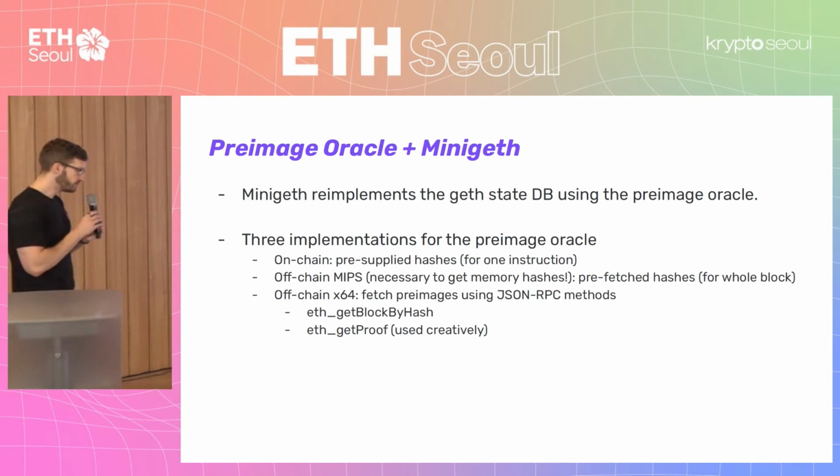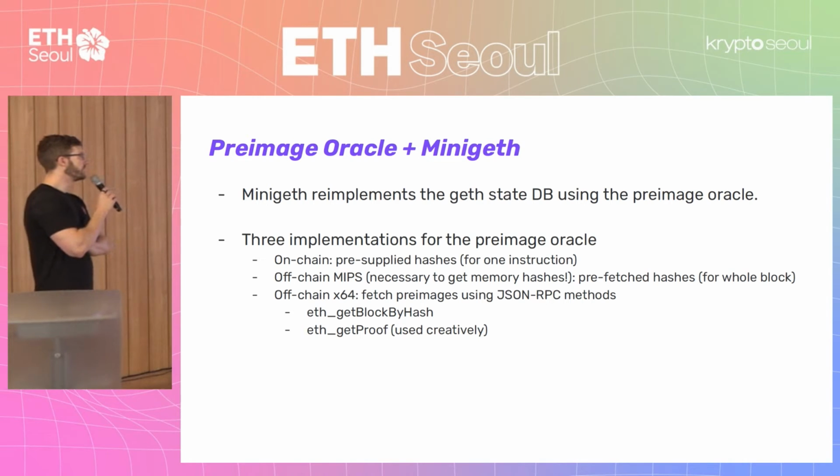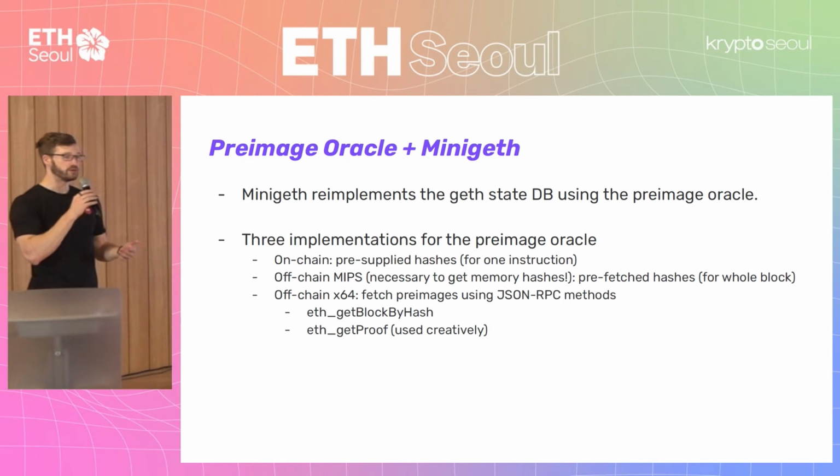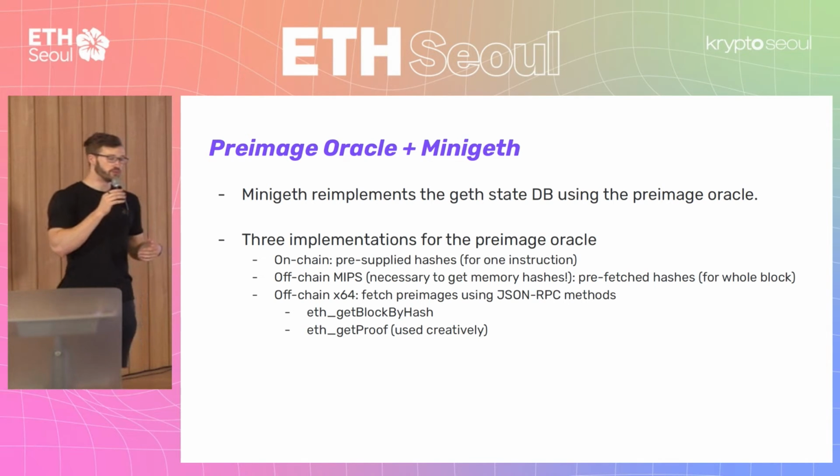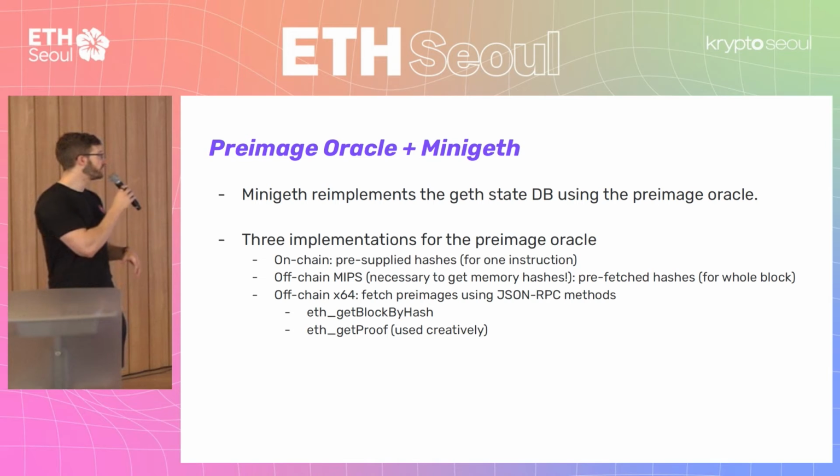So concretely, in minigeth, which is our re-implementation, or modification, of Go Ethereum that validates blocks, we use this to re-implement the database, right? So normally if you have a Go Ethereum node, it has a database of the whole state of the blockchain you're validating. And it turns out you can use the preimage oracle to re-implement that.